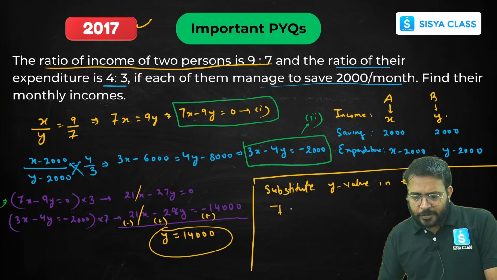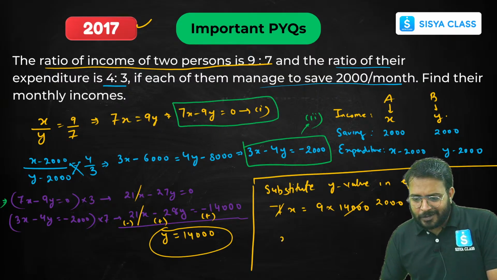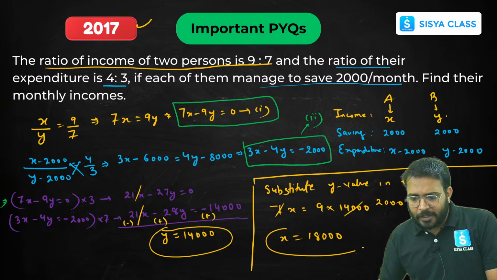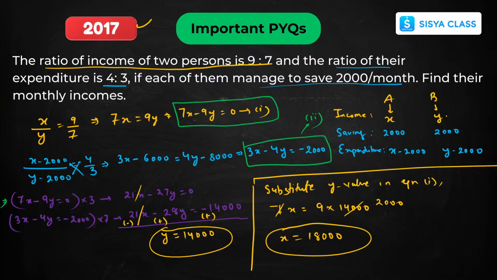7 into x. It is 9 into y, 9 into 14,000, 9 into 14,000, all right. So 7 into 2,000 you will get cancelled, okay. So value of x is nothing but beta 18,000, value of x is going to be 18,000. That means the income of your first person is going to be 18,000, income of your second person is nothing but 14,000.